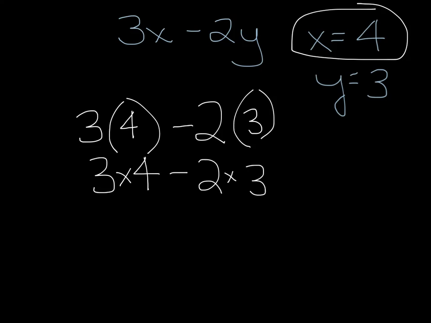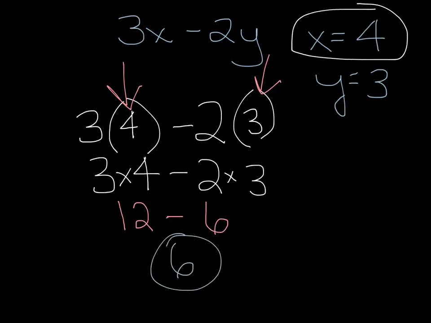So now you do your order of operations. So I do not have any parentheses. I do, but there's nothing within the parentheses to solve. So I don't have any exponents. Now I have to do multiplication or division. So 3 times 4 is 12. My subtraction sign stays. And then I do 2 times 3, which is 6. 12 minus 6 is 6.